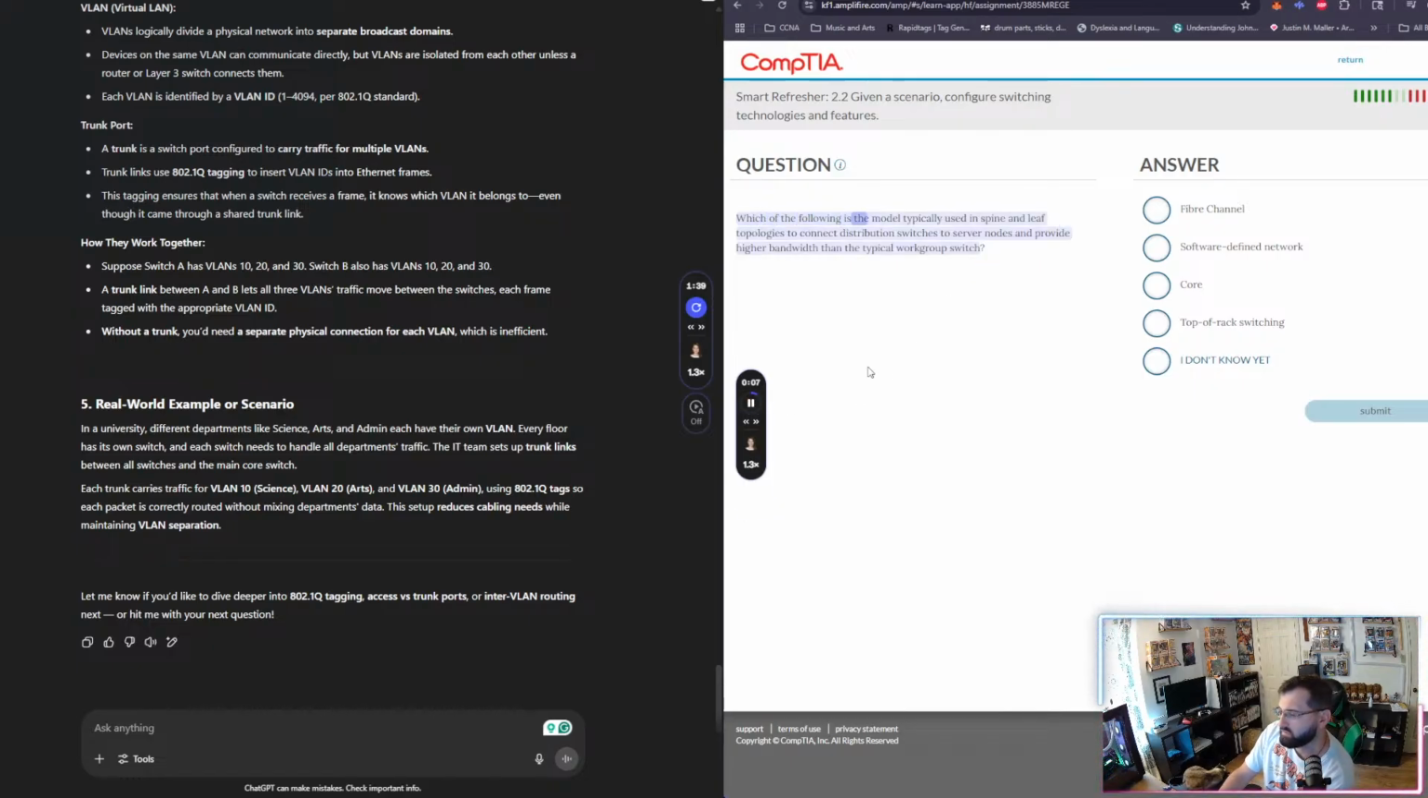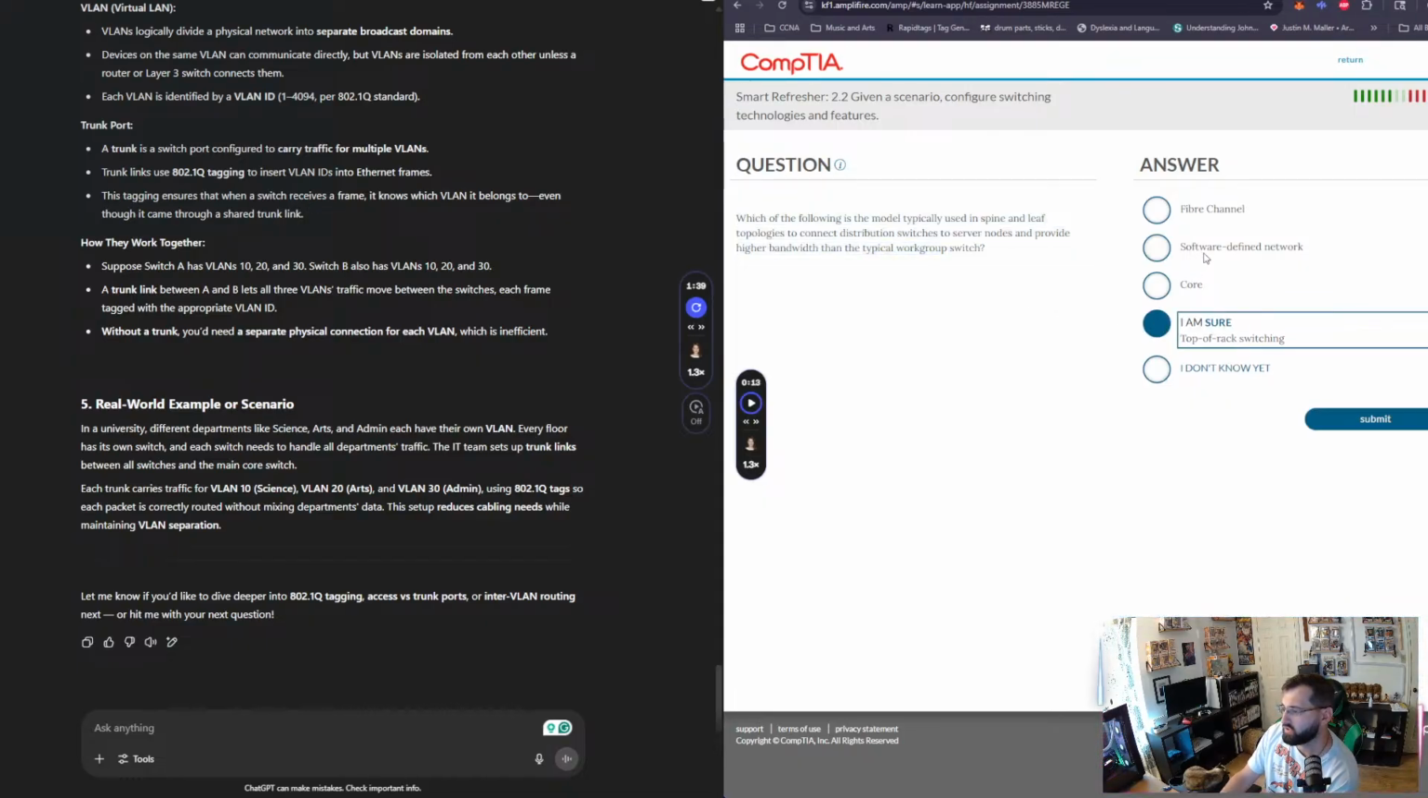Which of the following is the model typically used in spine and leaf topologies to connect distribution switches to server nodes and provide higher bandwidth than the typical workgroup switch? Top of rack switching. Software defined network, SDN. We talked about that yesterday.